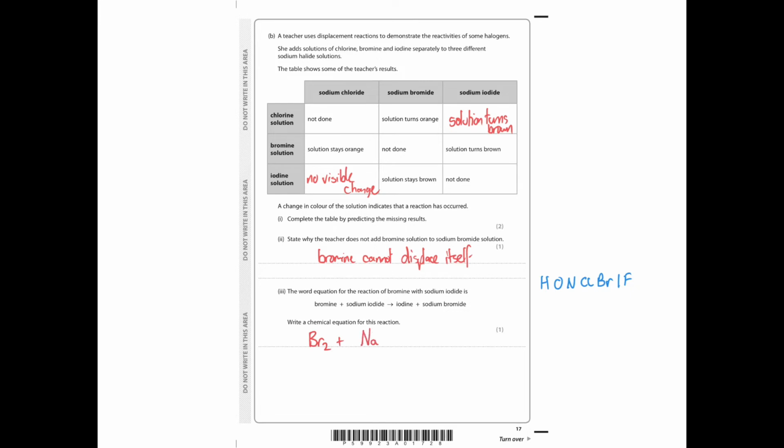The Br2 reacts with sodium iodide, which is NaI, and that forms iodine, which is I2, also diatomic, and sodium bromide, NaBr. In order to balance this equation, I need 2 sodium iodides and 2 sodium bromides.